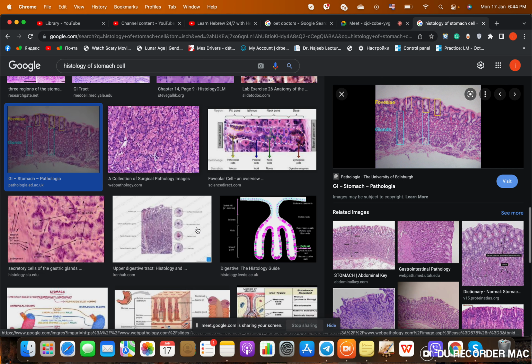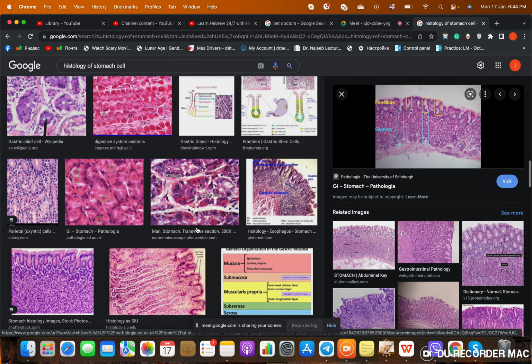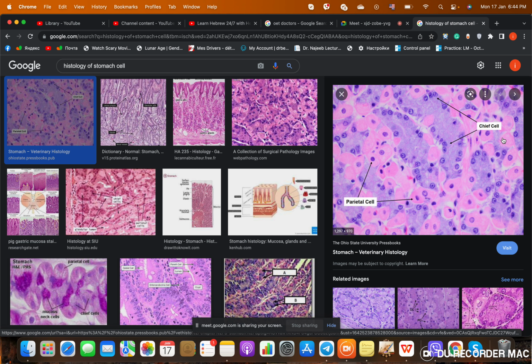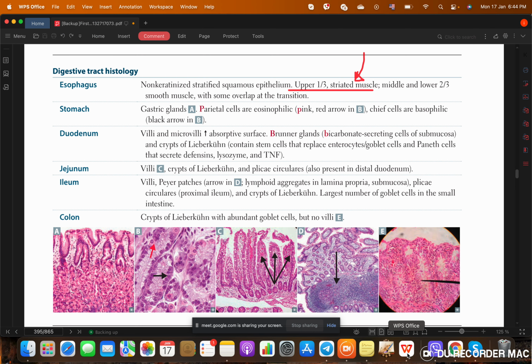Okay. So the next point is, oh yeah, you can see here's a much better picture. Chief cells are bluish, parietal cells are pink. Let me send you this. Done. Good. Please be comfortable with how to differentiate between parietal cells and chief cells. All the time they keep getting questions about this.